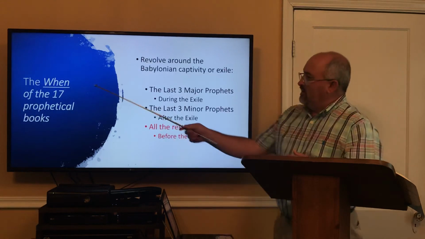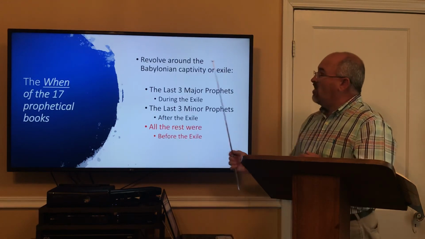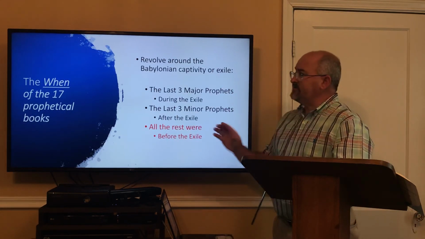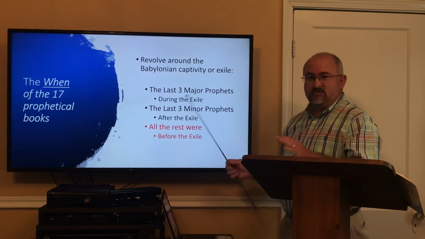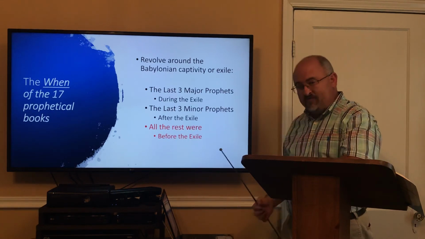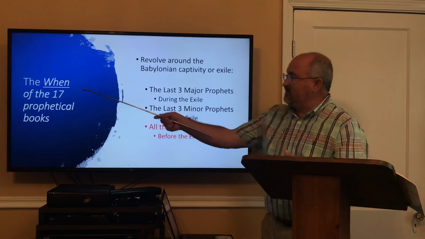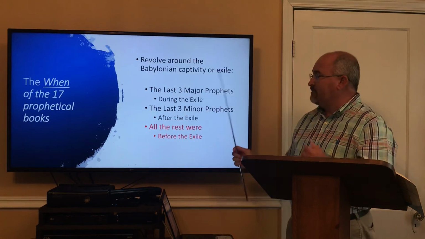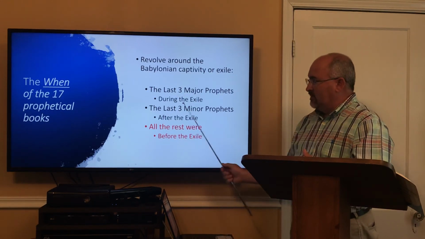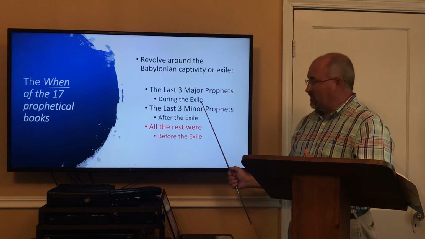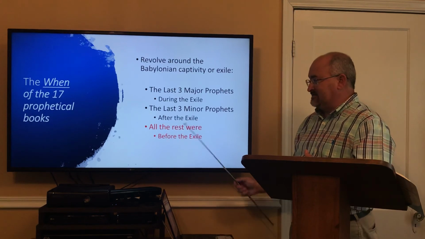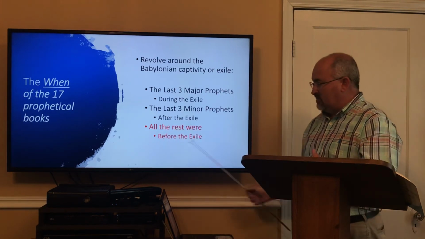All right, so with the 17 prophetical books, they all revolve around the Babylonian captivity or exile. Children of Israel spent 70 years in Babylon. And so all of the prophets preached either before, during, or after the Babylonian captivity. So when we're determining the when, it was either before, during, or after. The last three major prophets were during the exile. Okay? The last three minor prophets were after the exile. All of the rest of the prophets were before.